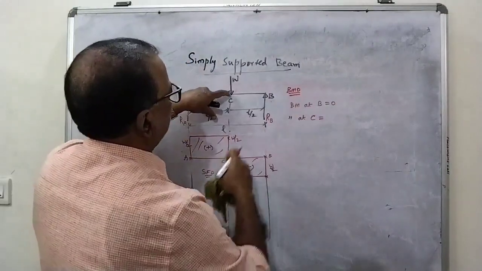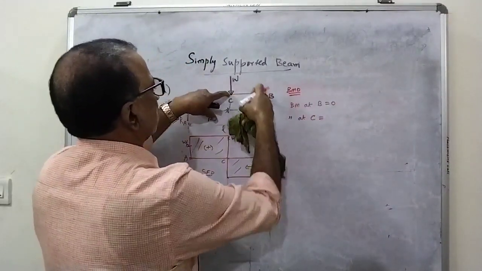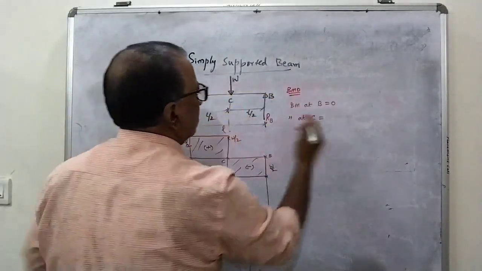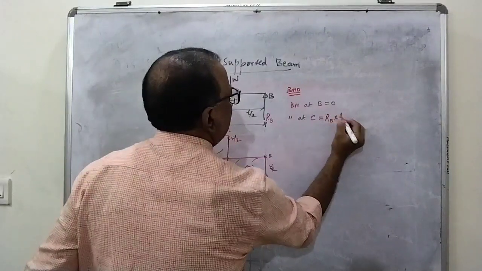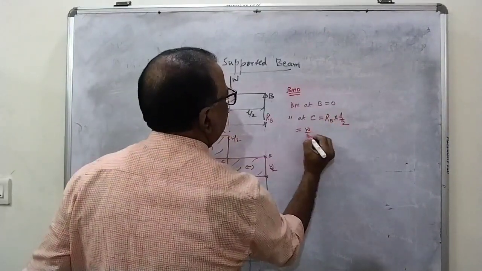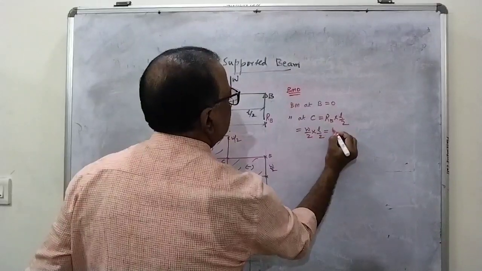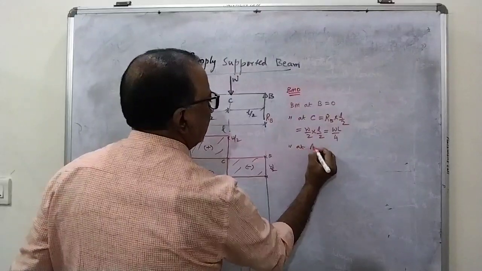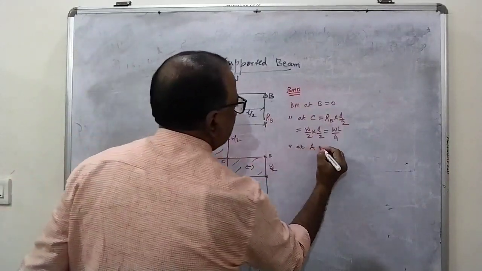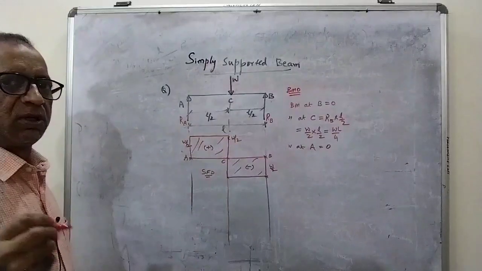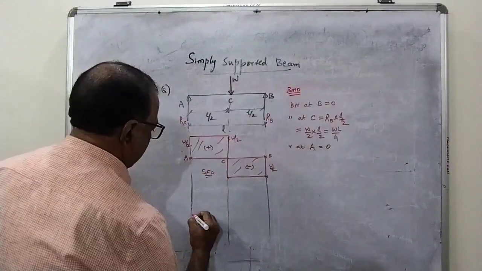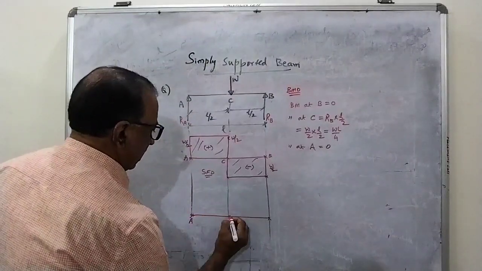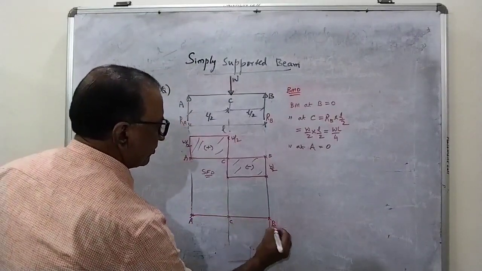So if you calculate the bending moment at C, you take the moment due to RB as anticlockwise positive: RB into L by 2, which is equal to W by 2 into L by 2, coming to WL by 4. And you all know the bending moment at A, once again it is a simple support, is 0. So from this figure, it is clear that this is A, this is C, this is B.